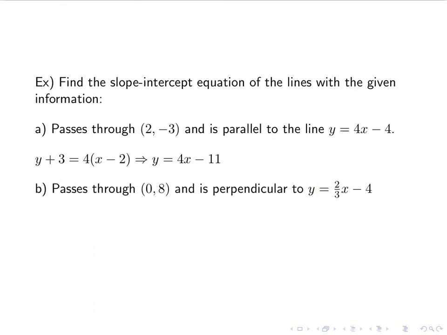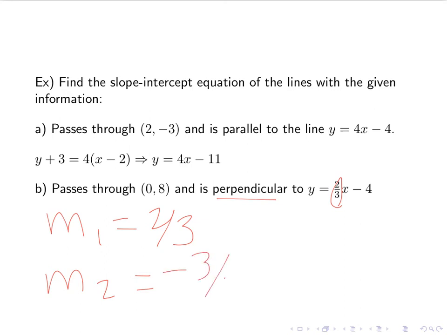How about the line that passes through (0, 8) and is perpendicular to y equals 2/3 x minus 4? So again, the line that we're given is in slope-intercept form. So the slope of the first one is 2 over 3. Our line is perpendicular, so m2, the slope of the line that we want, must be the negative reciprocal of 2/3. So I need to make it negative, and I need to flip it. So my equation's slope is negative 3 over 2.